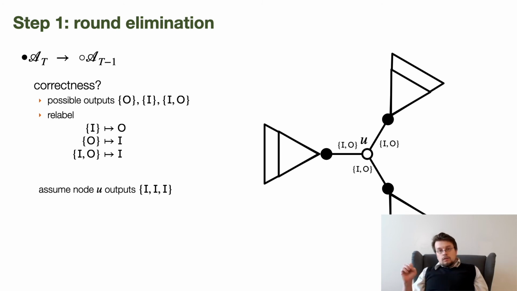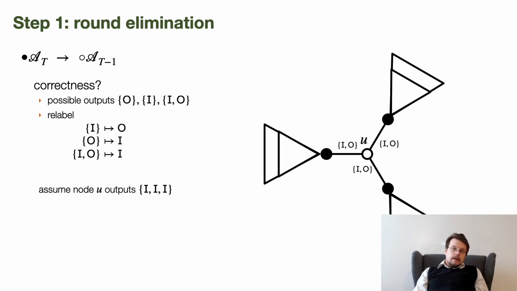So let's assume, for the sake of contradiction, that U actually produces output III, i.e. it becomes a sink. Now this means that the set of possible outputs for these incident edges all contain the label O. And for simplicity, we can assume that all these sets of labels are actually {I, O}.